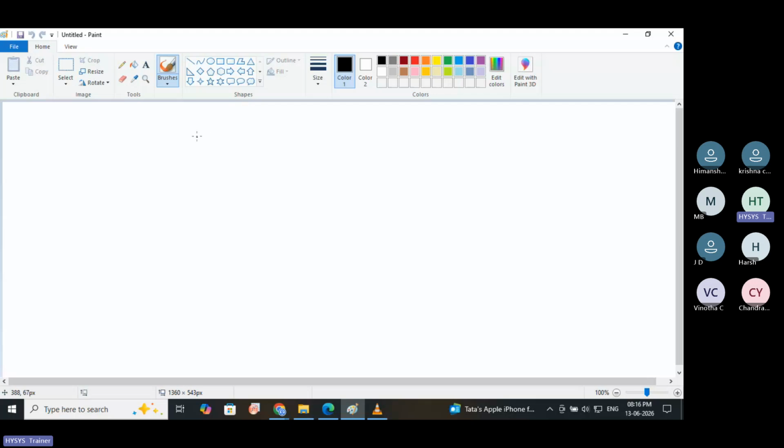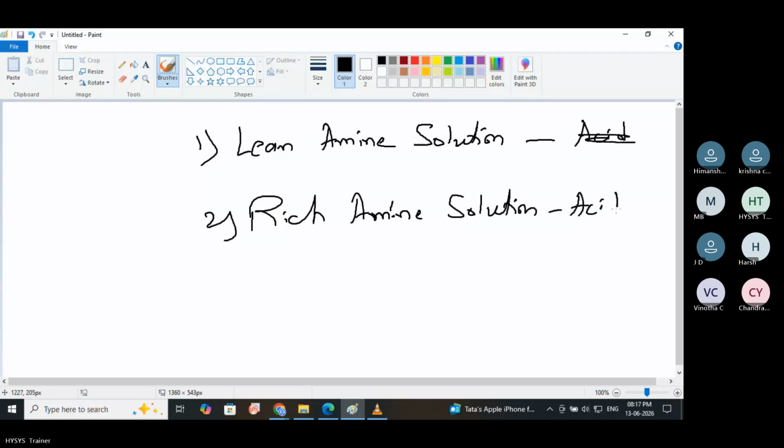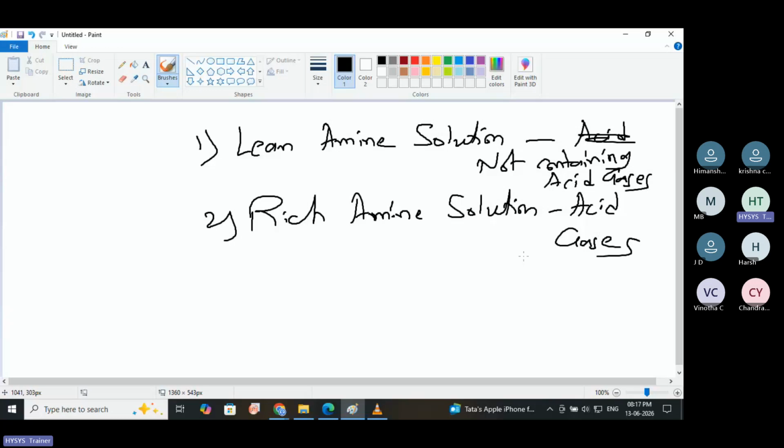So here we have seen two concepts, which are called lean amine solution and rich amine solution. The rich amine is with acid gases, and the lean amine is not containing any acid gases. So this is just for your understanding purpose.